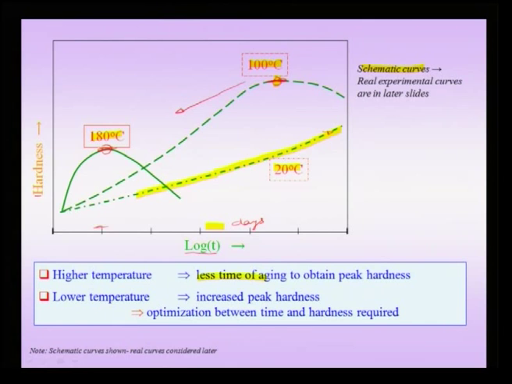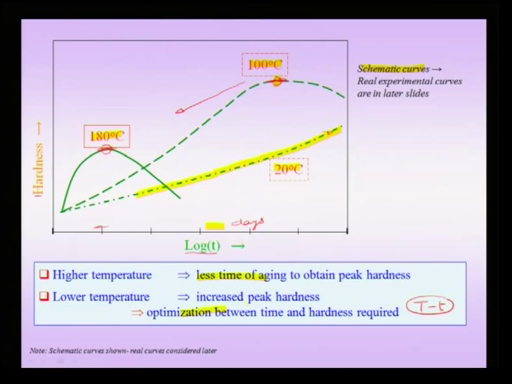Now, that means that I need to design a time temperature cycle such that I can get optimized hardness which I require for my application within a reasonable amount of time. So, this is something which is very important. That means, I have to design my heat treatment cycle so that I can get the requisite amount of hardness, but without having to wait too long for the heat treatment to be completed.